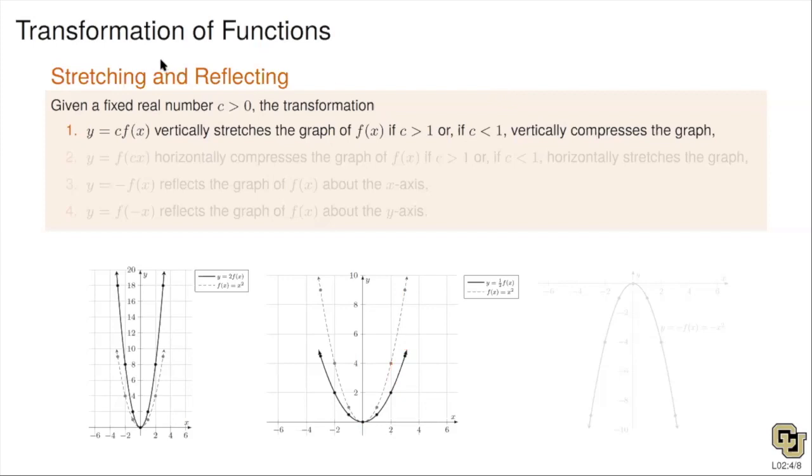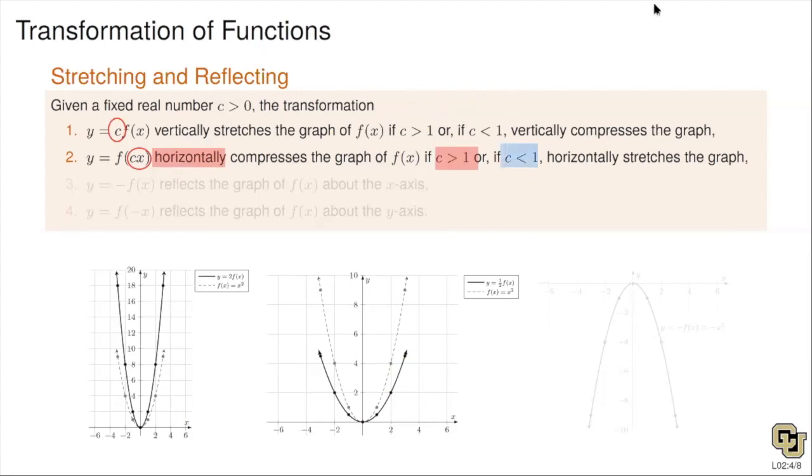Now, here we were multiplying to the range variable. If we multiply inside on the domain, so here, look where the c is compared to where the c is here. In number 2, we're multiplying the domain variable by c. In this case, instead of causing compression in the vertical direction, this causes compression in the horizontal direction. If c is greater than 1, it'll be horizontally squashed. And if c is less than 1, then it'll be horizontally stretched. In the horizontal direction, you pull it.